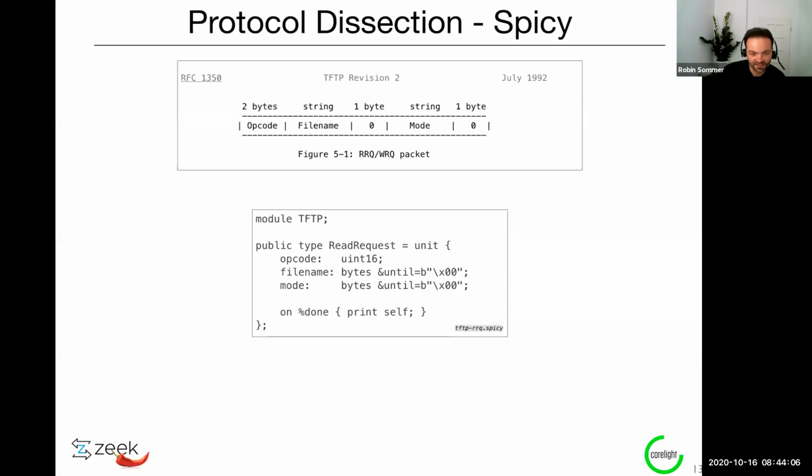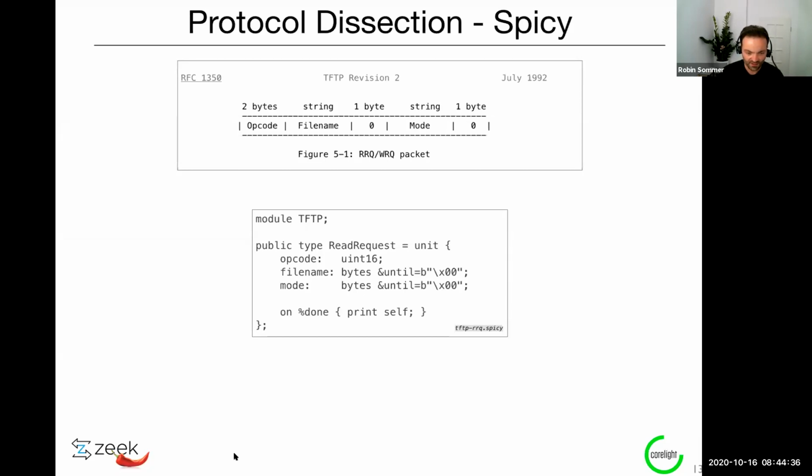And then at the end there's this line, on done, and we call it a hook, and you see code between braces. In this case it means whenever a read request has been fully parsed, then please execute this code, and in this case we're just printing it out, and that shows the values that have just been parsed. And this print itself is Spicy language. As I said, there's no going out to C or anything. This is Spicy language.